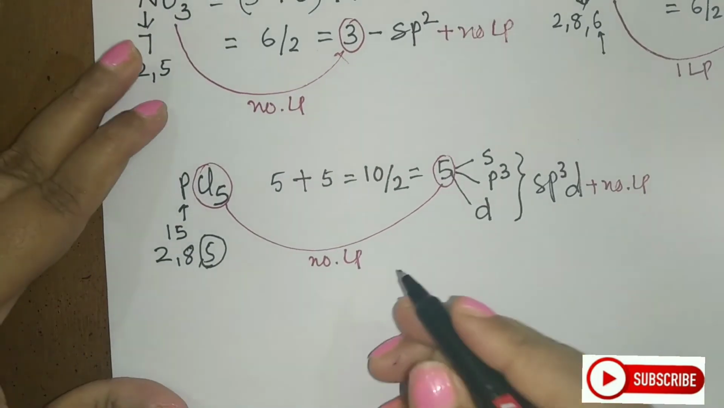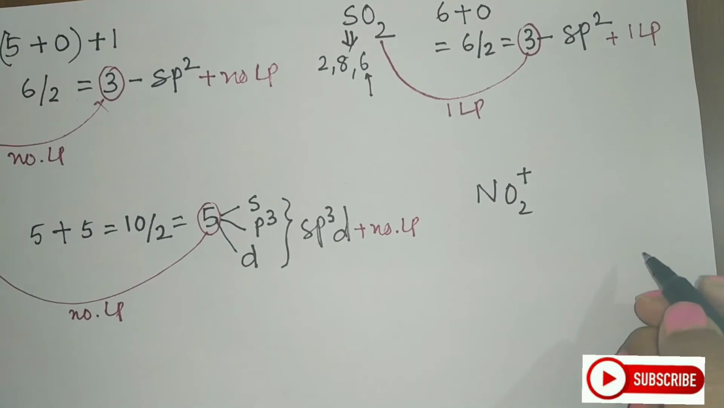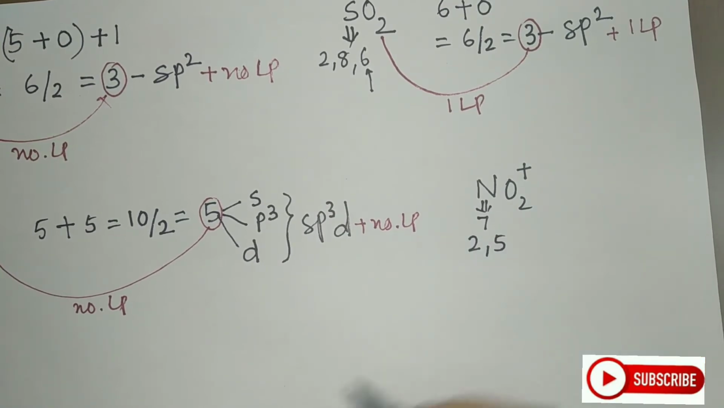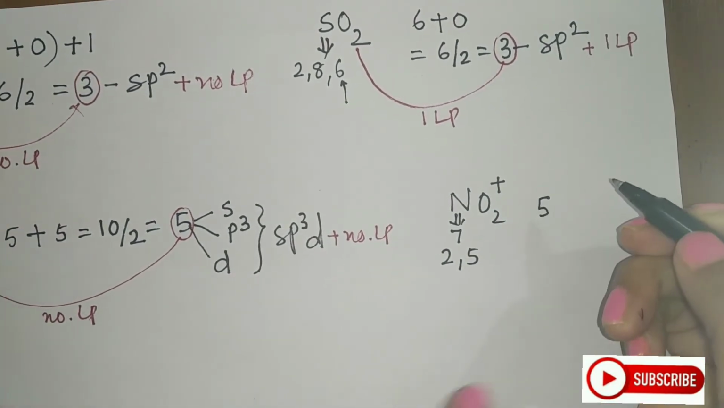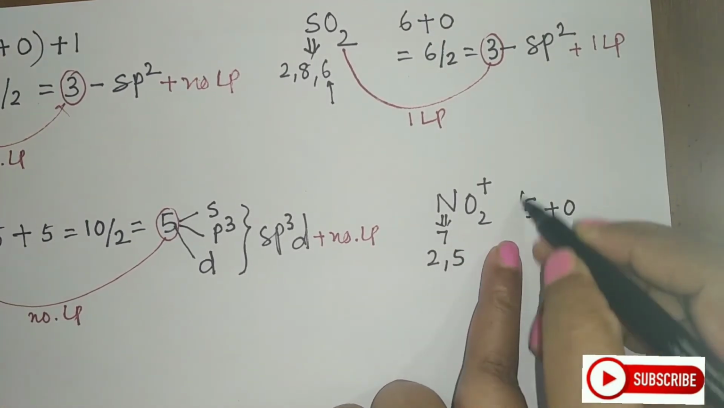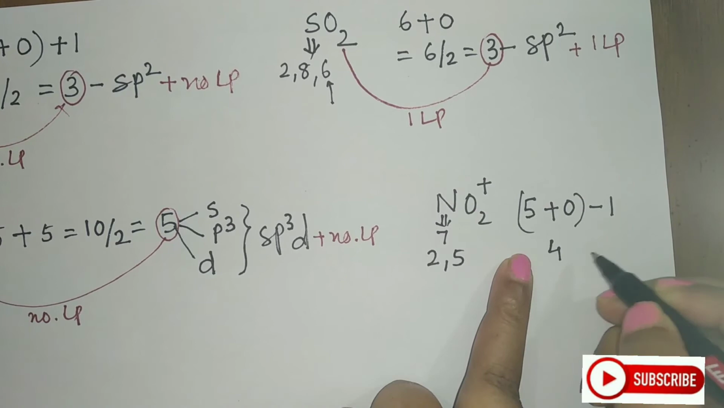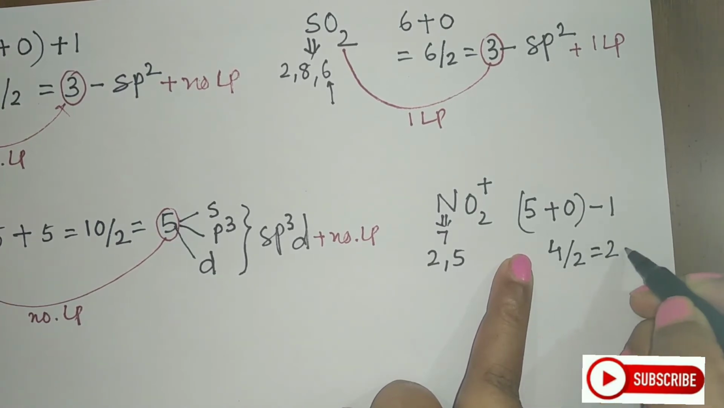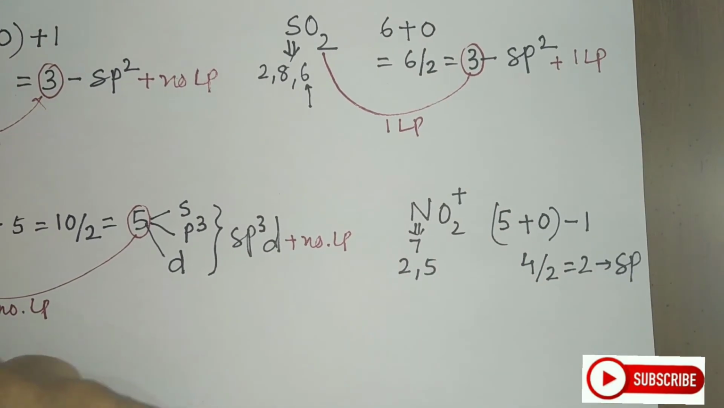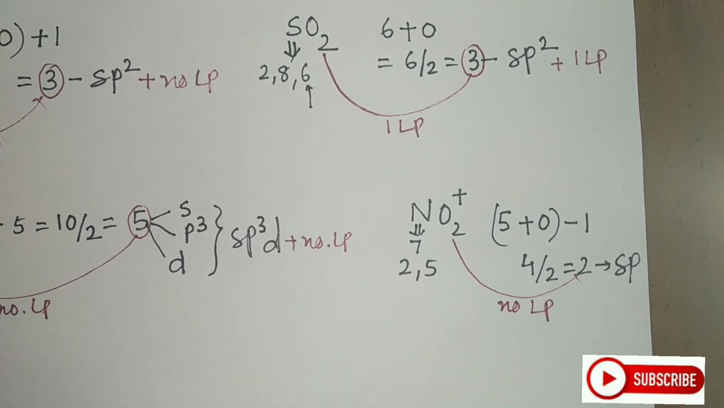Let us try a few more, and that is NO2 plus. You can do this simultaneously with me. Nitrogen atomic number is 7, electronic configuration 2 and 5. So the number of electrons I will use is 5 plus. I will not add this because this is divalent, so I'll put 0 here. Now minus the positive charge of 1. So this will give me 4 divided by 2, that is 2. So the hybridization that nitrogen will undergo is sp. Let us try for the lone pair. If I check this, 2 and 2, so there is no lone pair present.